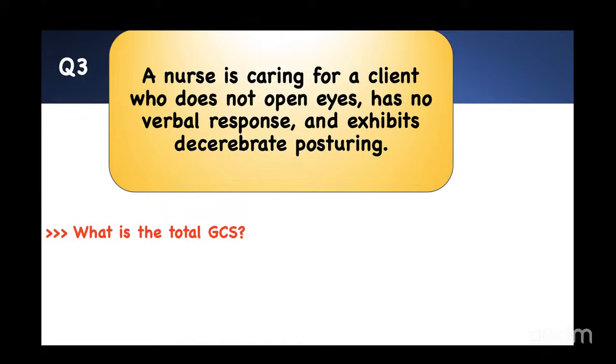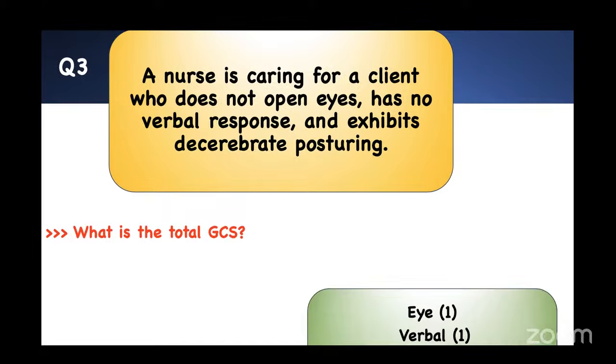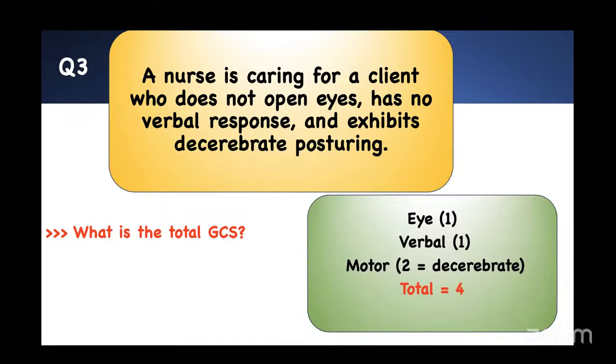What is the E? What is the V? And what is the M? 10 seconds up. E is 1 because the patient is not doing anything. He cannot get 0. No verbal response, you cannot get 0, you get 1. And then decerebrate. Remember, obey, localize, withdraw, bend, and extend. Decerebration is an extension. Therefore, this patient gets 2. A total of 4. This is a bad head injury.